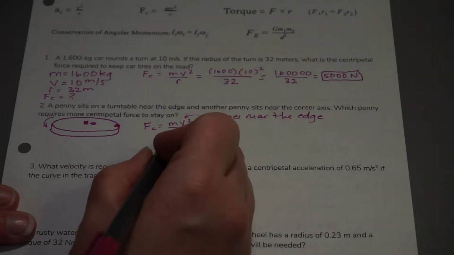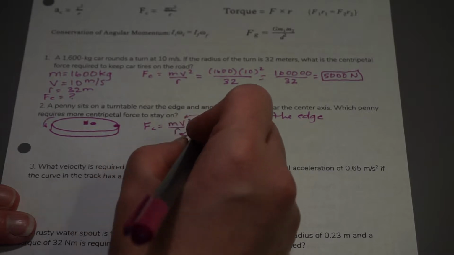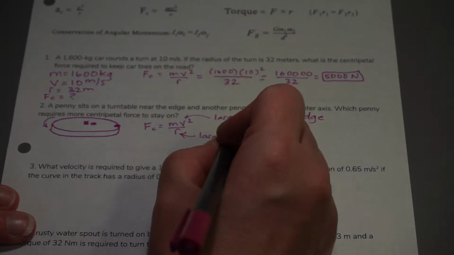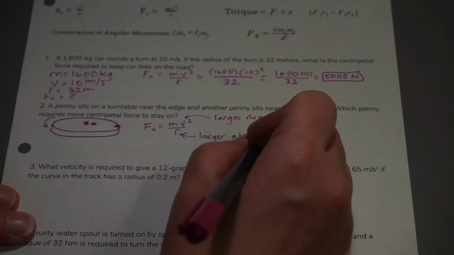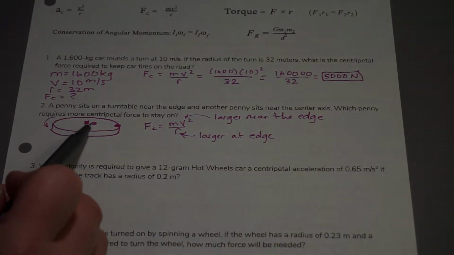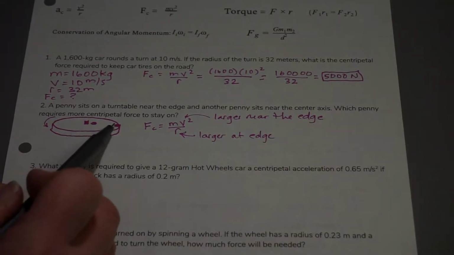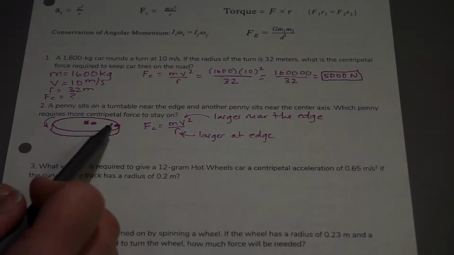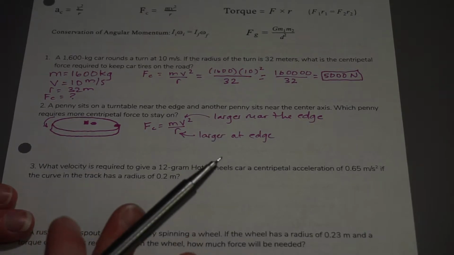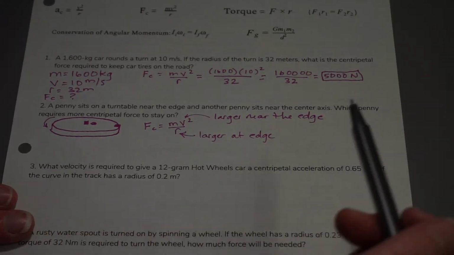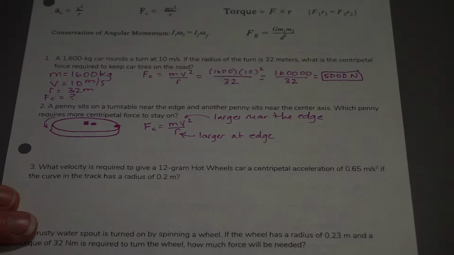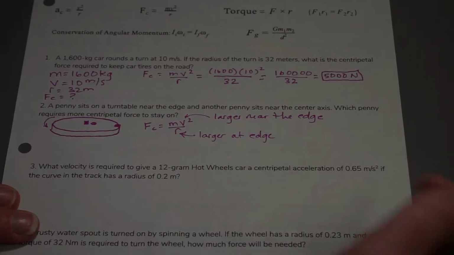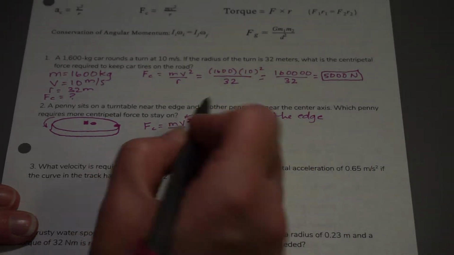And that's because the radius near the edge is larger. As we discussed in class, the bigger the R is, the farther you are away from the axis of rotation, the greater your tangential velocity is, that V. Since both the V and the R increase, the centripetal force is going to be bigger near the edge, mainly because of this square right here.